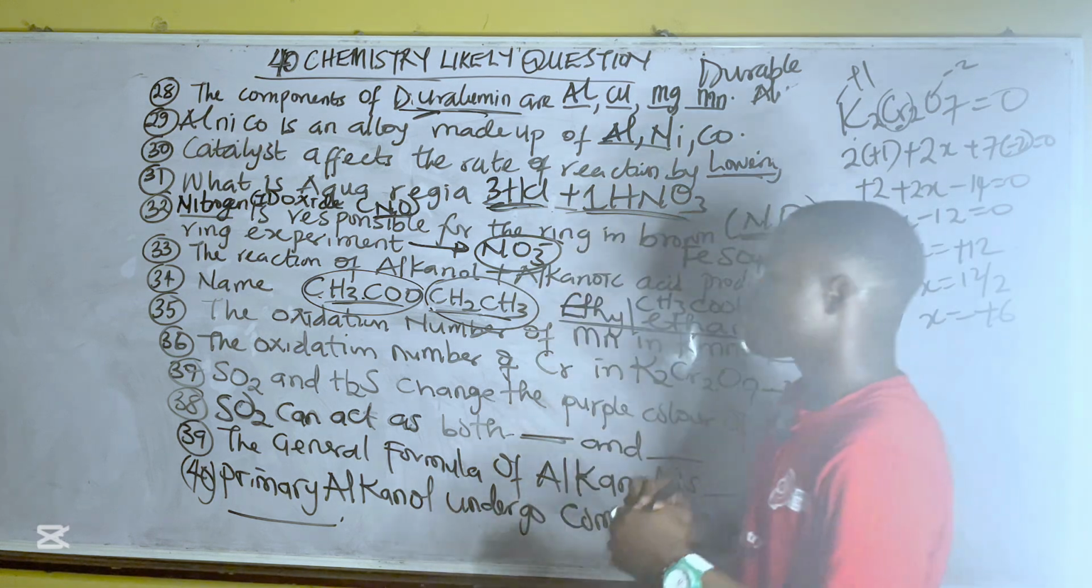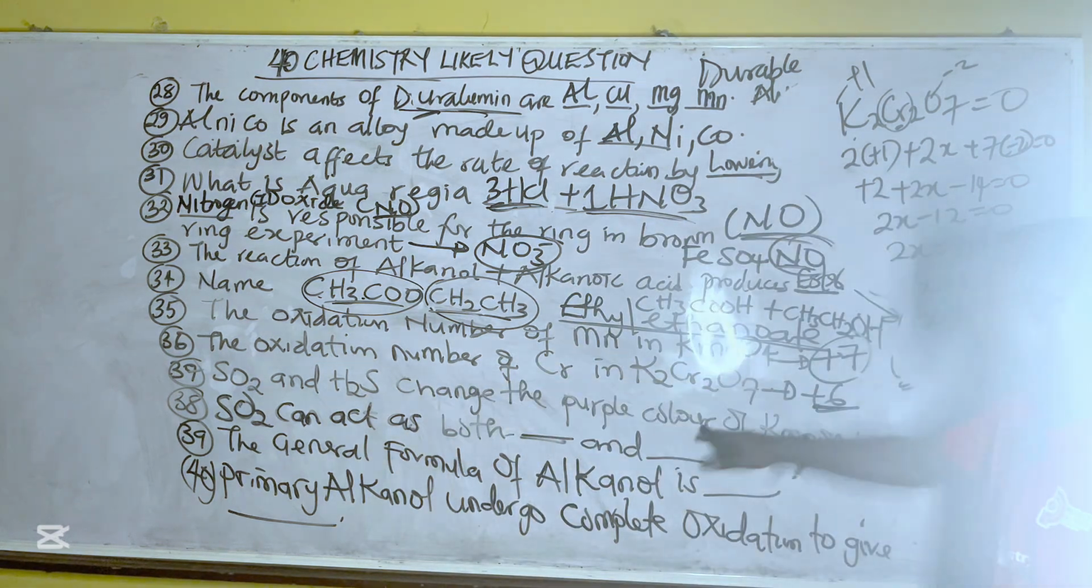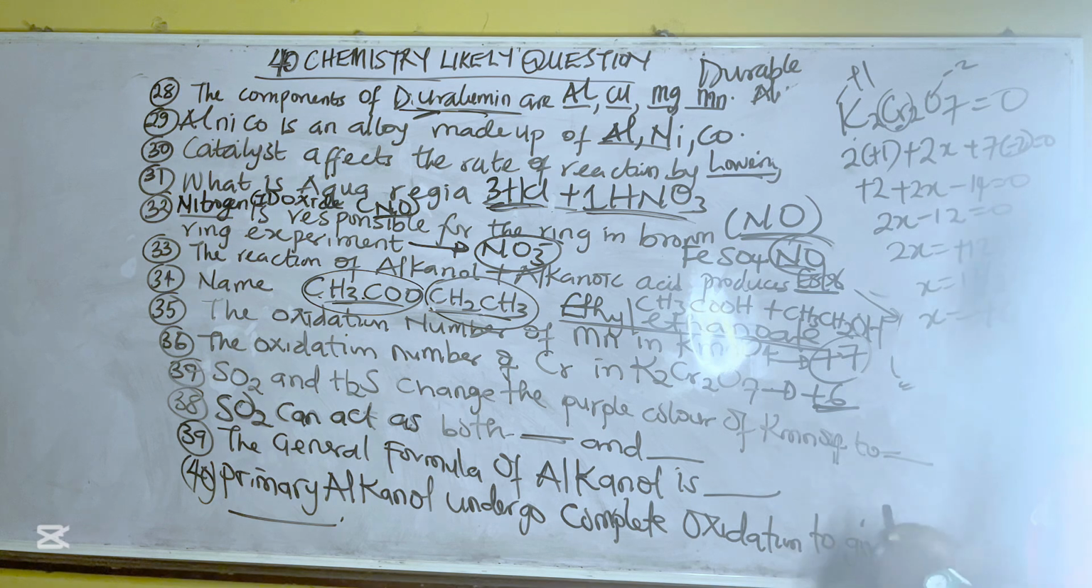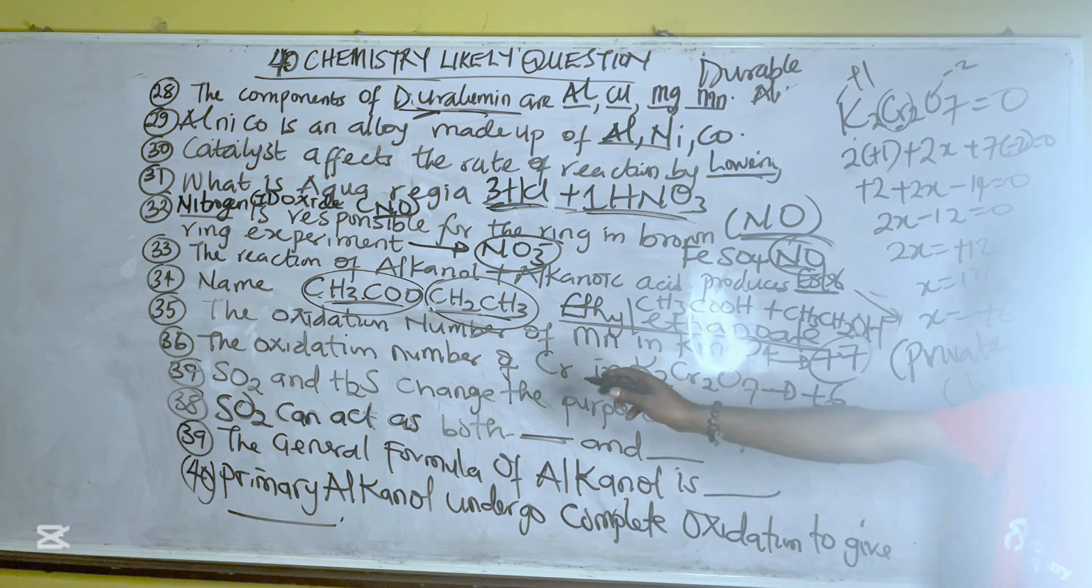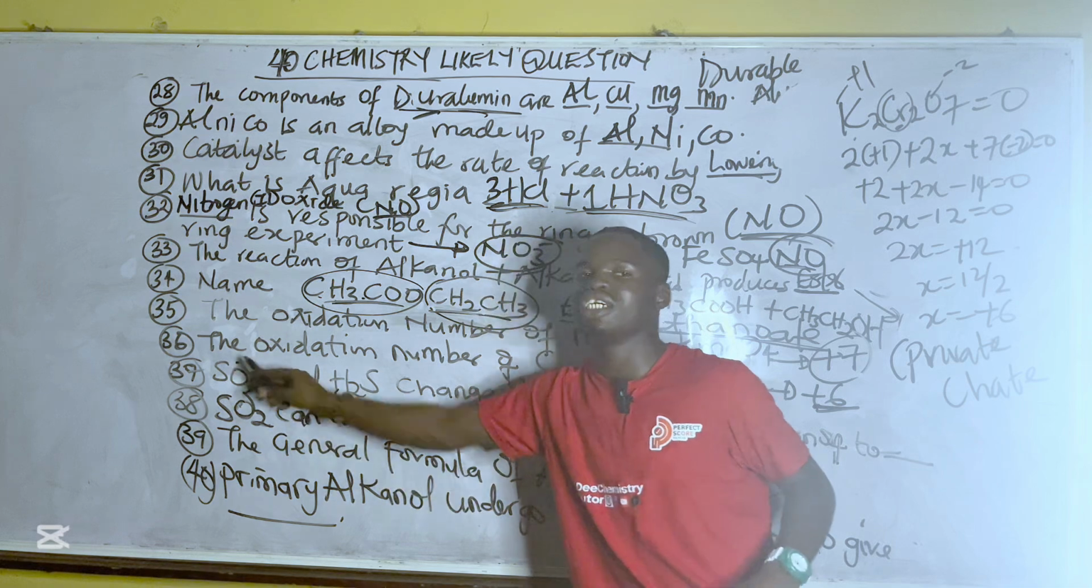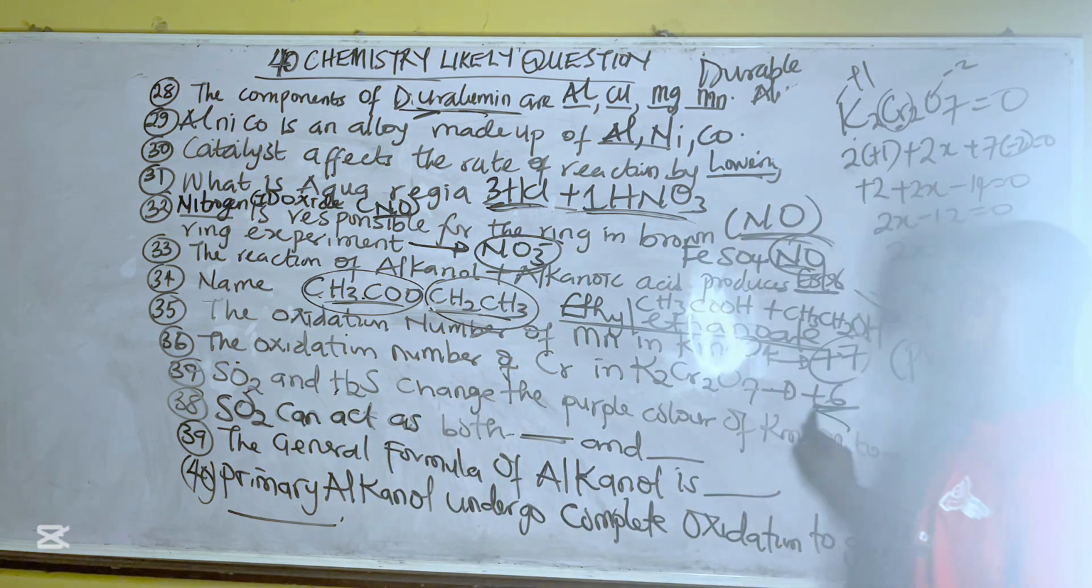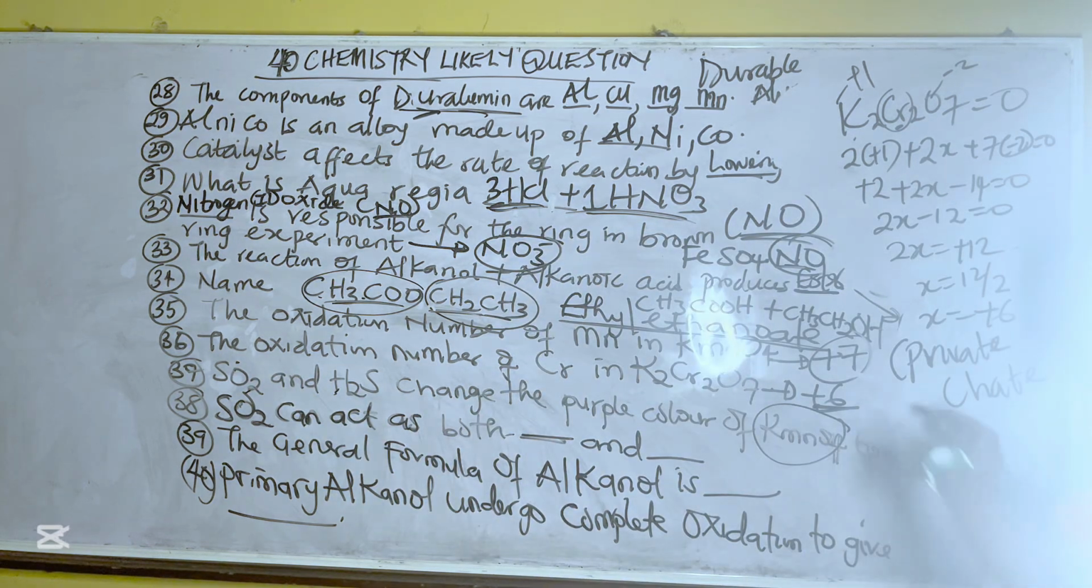Now, SO2 and H2S change the purple color of KMnO4 to dash. You must not forget this. The answer is what? You private chat me. So SO2 and H2S are both reducing agents. This one is an oxidizing agent, okay? But they will change this color from purple to colorless. Purple to colorless.